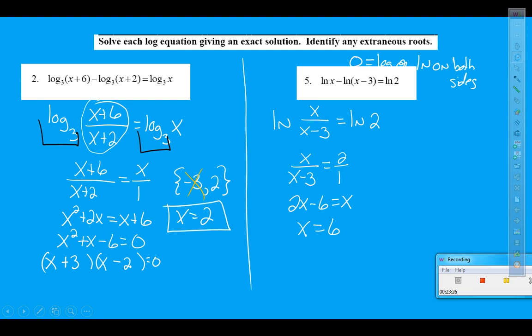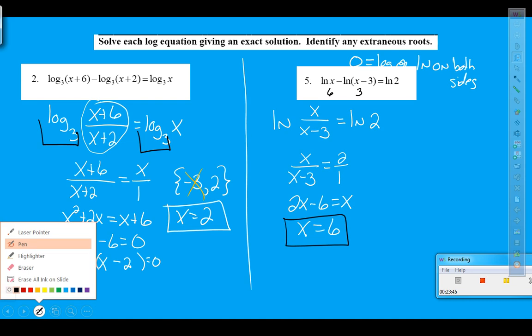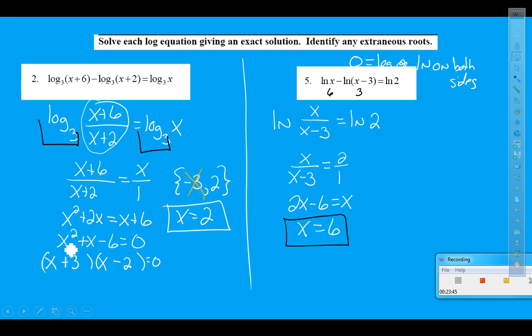To decide if it's extraneous, look back up here. I can take the natural log of 6. That's okay. I can take the natural log of 6 minus 3, which is 3. So that's going to be okay. So that is my answer. So a little bit of factoring, a little bit of cross multiplying.